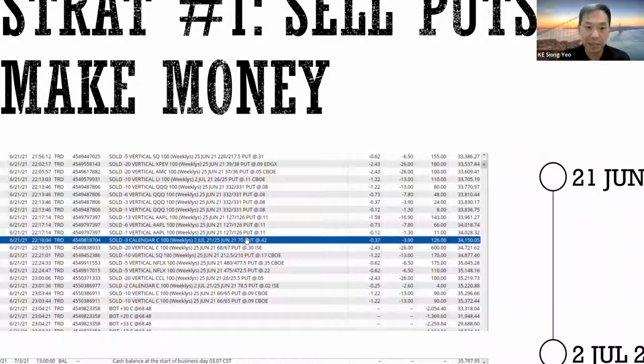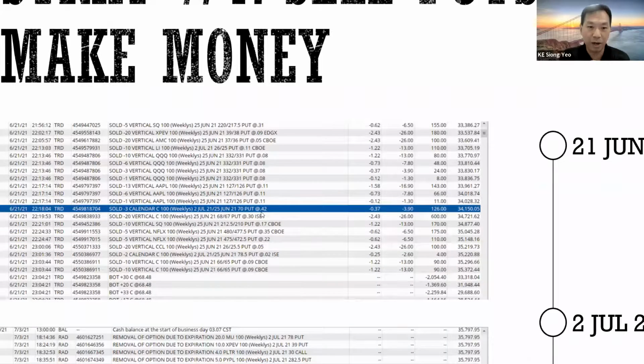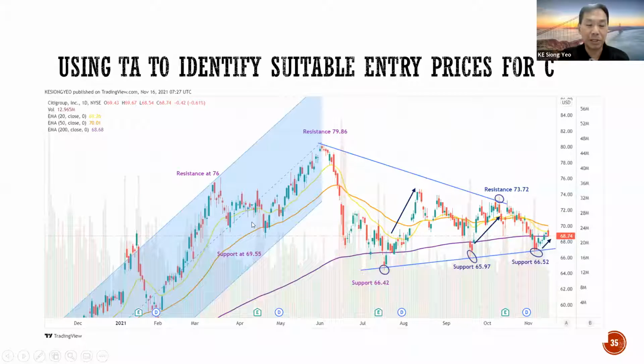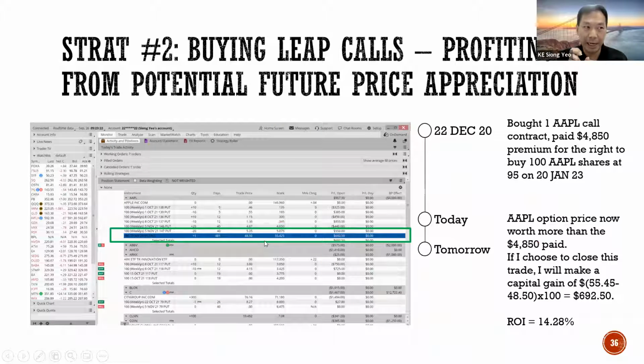I mean, obviously it's better if I enter a strike price of 66, but if I find that there are no good entry points, then I will look at alternatives. So 70 was the price that I entered, and this has worked well for me. And so TA is the basis where I identify the price to enter. I also use TA to identify good prices for me to enter for other option strategies.